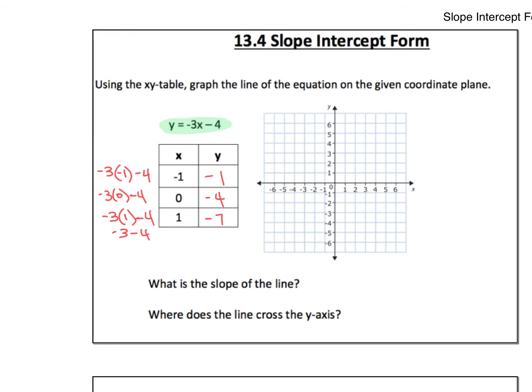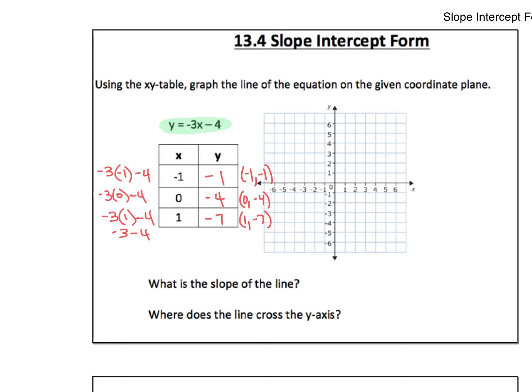Okay, so then remember, these are giving us ordered pairs. You don't have to write this part, but just to help you remember so that you can see this. This is giving me an ordered pair of -1, -1. This is an ordered pair of 0, -4. And this is an ordered pair of 1, -7.